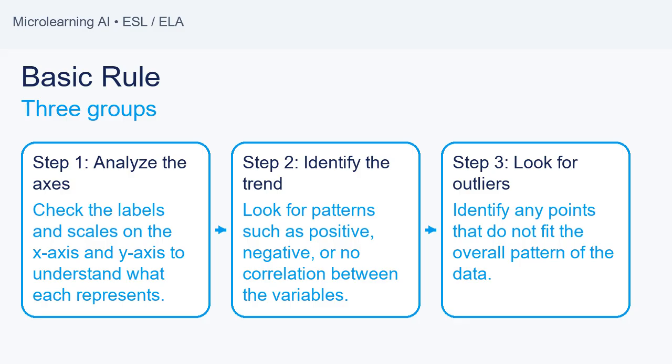Basic rule. Step 1. Analyze the axes. Check the labels and scales on the x-axis and y-axis to understand what each represents. Step 2. Identify the trend. Look for patterns such as positive, negative, or no correlation between the variables. Step 3. Look for outliers. Identify any points that do not fit the overall pattern of the data.